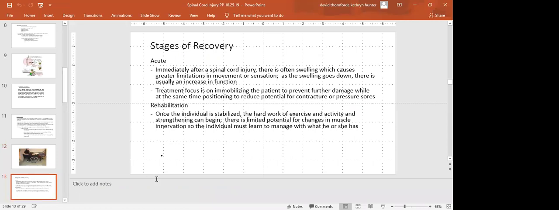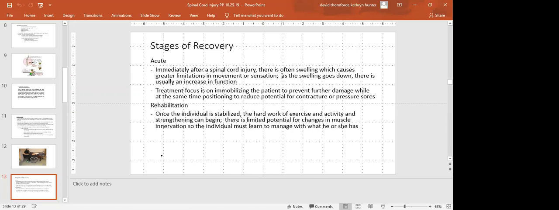Let's spend a few minutes to talk about stages of recovery then. After a spinal cord injury, there is an acute stage. This is like when you sprain an ankle, there's swelling because the body's response to injury is to flood the area with fluid, with maybe anti-inflammatory elements. The same thing happens in the spinal cord. But the problem is the spinal cord is encased in a bony sheath. So when there's swelling, there's no place for the swelling to go.